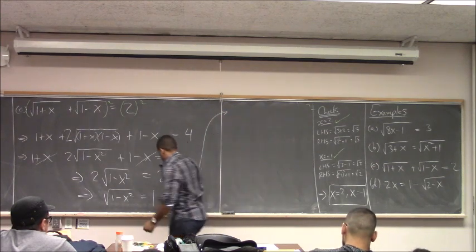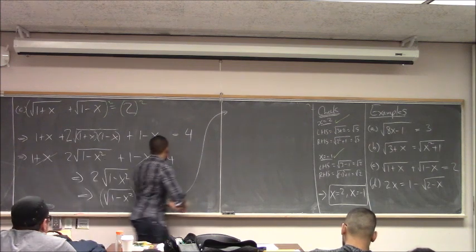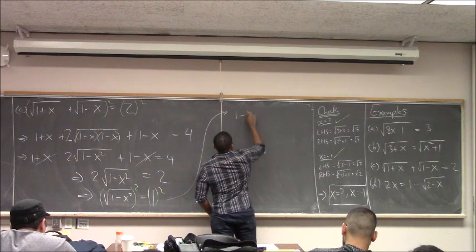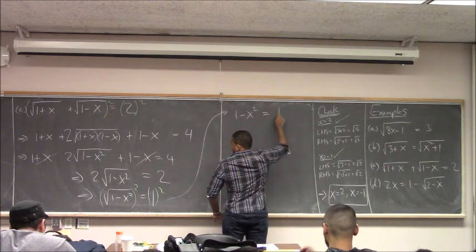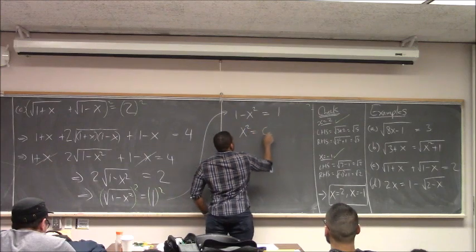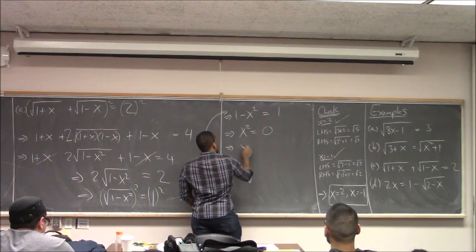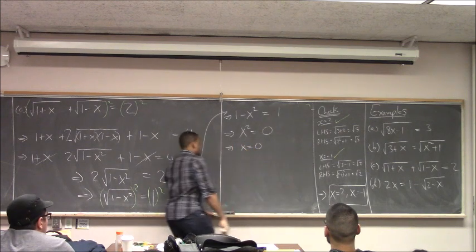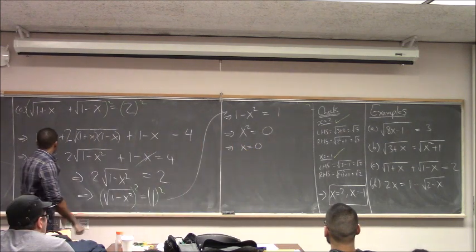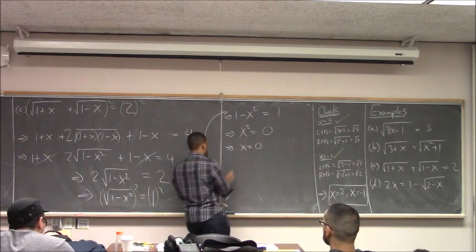So at this point, square this, square that. So 1 minus x squared equals 1. And so you get x squared is equal to 0. So you get x equals 0. Now we squared things twice. I definitely don't know if this will be the right thing, so I will definitely do the check.